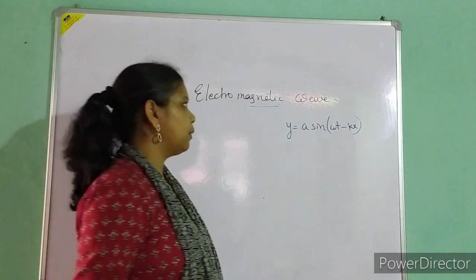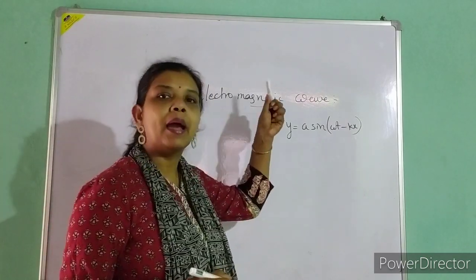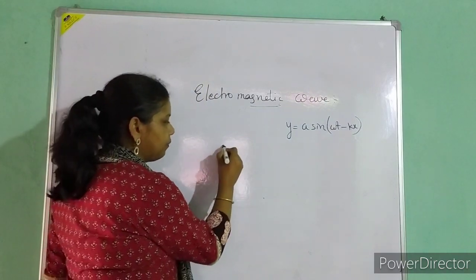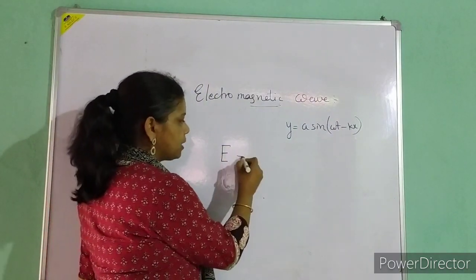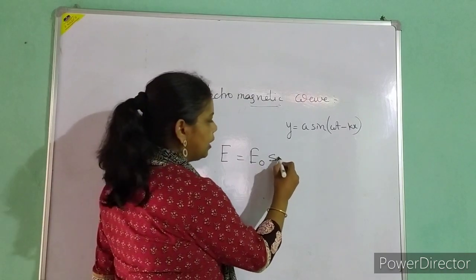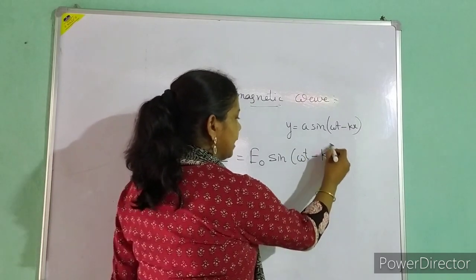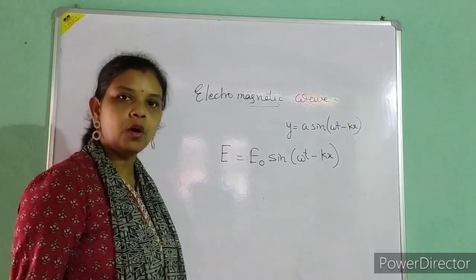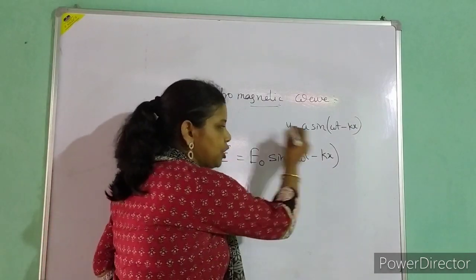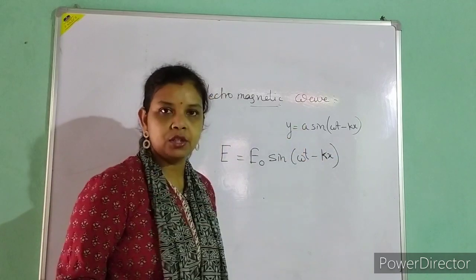So for that reason, I would like to express the electric field separately and the magnetic field separately in this form. Suppose I have written the electric field, so it will be E equals E naught, meaning the amplitude of the electric field, then sine of omega t minus kx. Okay, got it?